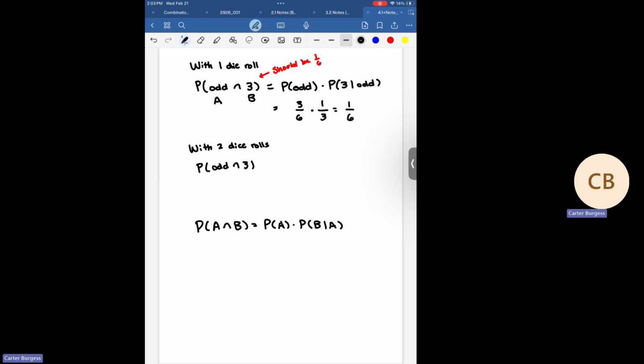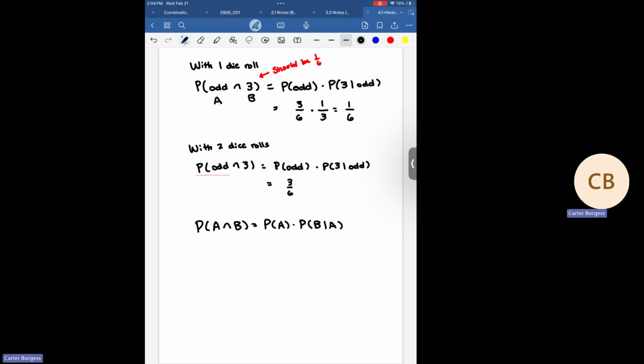Okay, with our 2 die rolls, again, what is our probability here? Well, it should be the same, right? It should still be the probability that we get an odd. But now the interpretation is a little bit different. This is saying the probability that the first roll is odd times the probability that the second roll is a 3, given that the first roll is odd. Okay, what is the likelihood that the first roll that we see is odd? Still 3 out of 6, still the exact same.